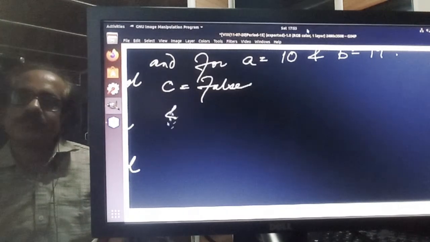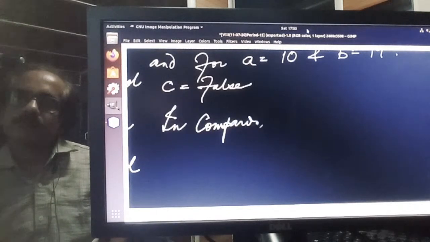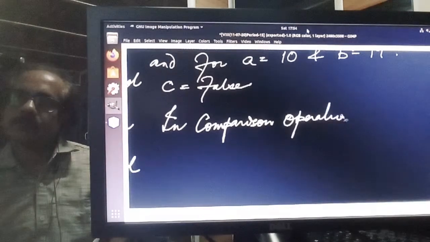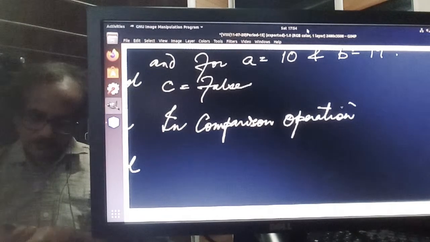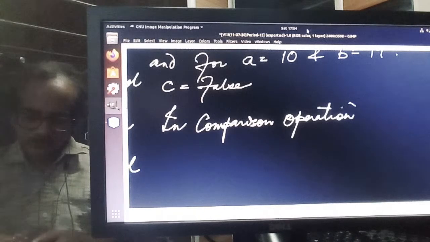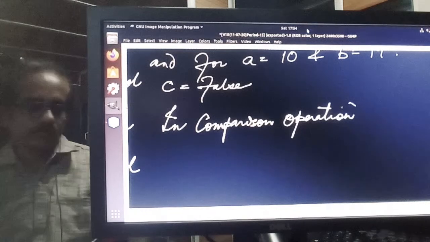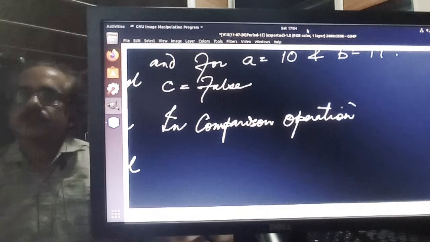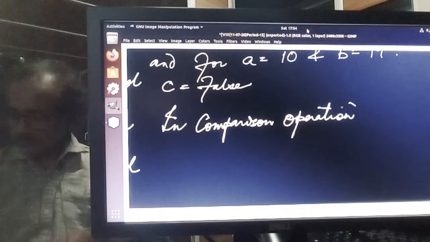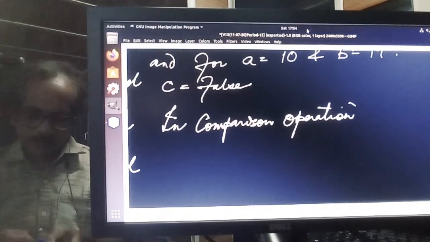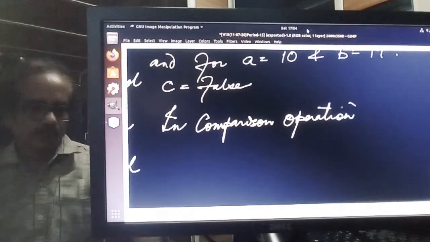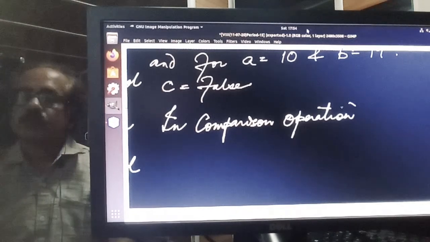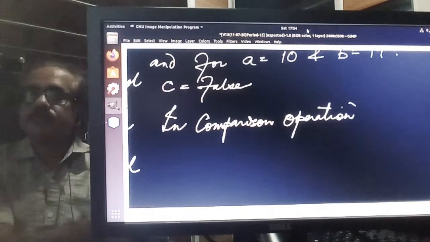In comparison operation, just wait. Oh man, my pen is not writing.